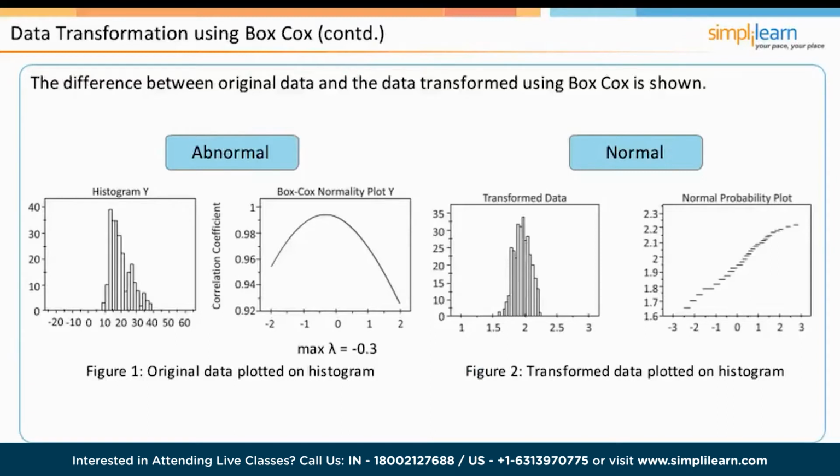Let us look at an example of how data transformation is done using Box-Cox. The difference between original data and the data transformed using Box-Cox is shown on the screen. Figure 1 shows the original data plotted on a histogram. Here, you can see that this data is abnormal. In Figure 2, the Box and Cox procedure is applied on the original data, and it is transformed. You can see that the data in the second figure is more normal than Figure 1. Let us learn about process input and output variables in the following screen.